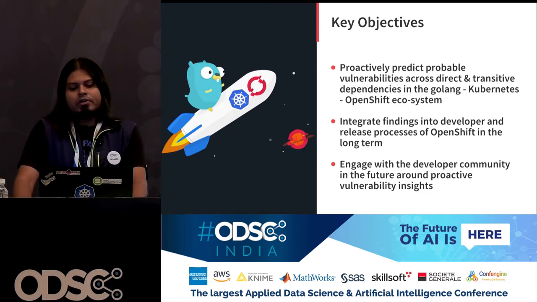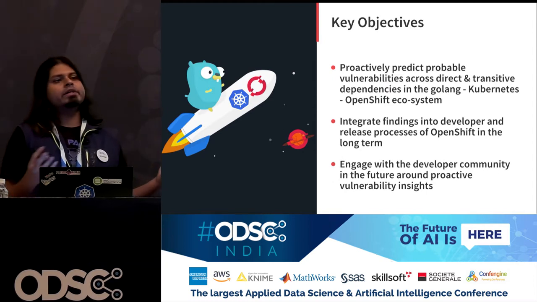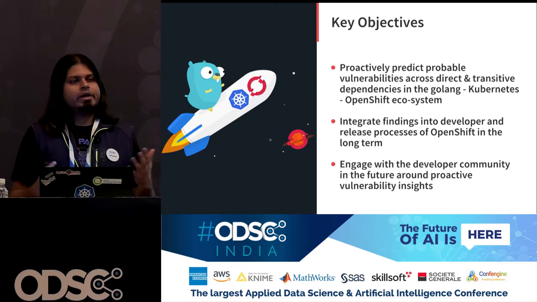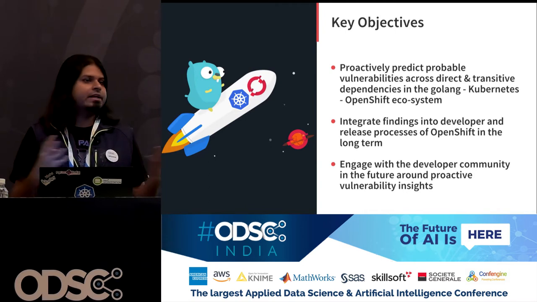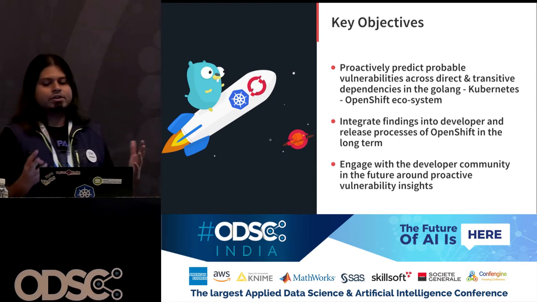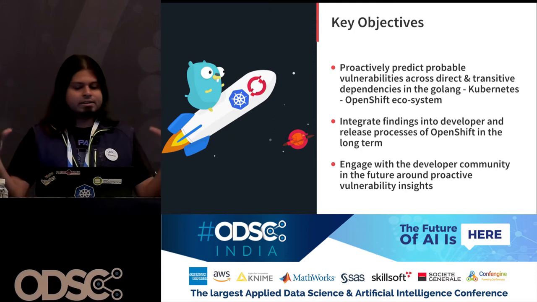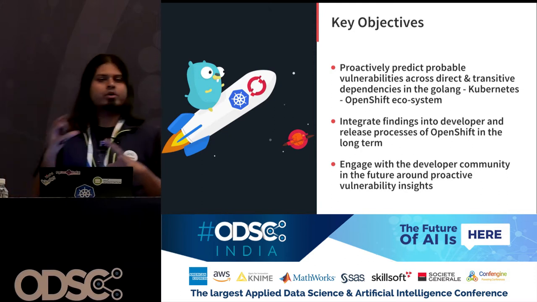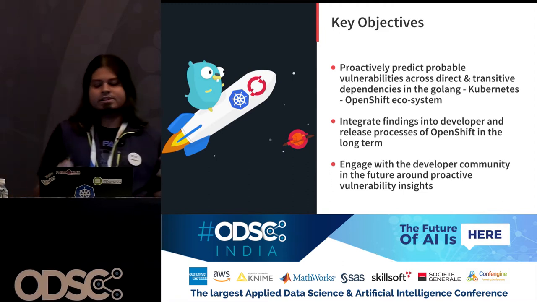So Red Hat has this product called OpenShift, which uses all the goodness from Kubernetes. And what you can do here is you can build your applications, deploy them, and monitor, maintain, and scale them with ease, because it uses the power of Kubernetes. Hence, our focus is on the Golang, Kubernetes, and OpenShift ecosystem. That's a total of almost 850 plus direct and transitive dependencies.